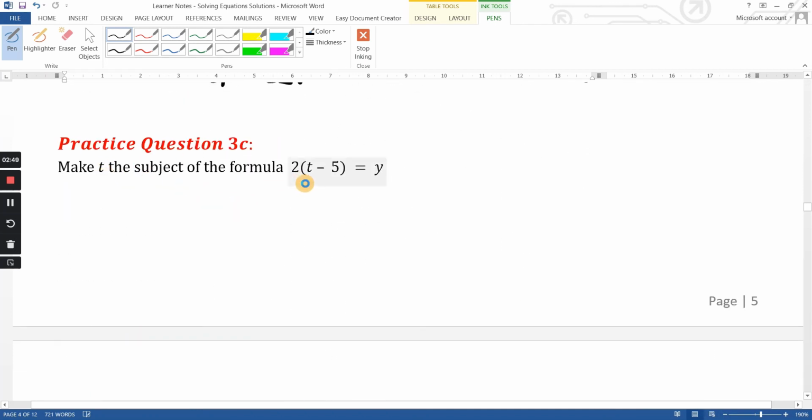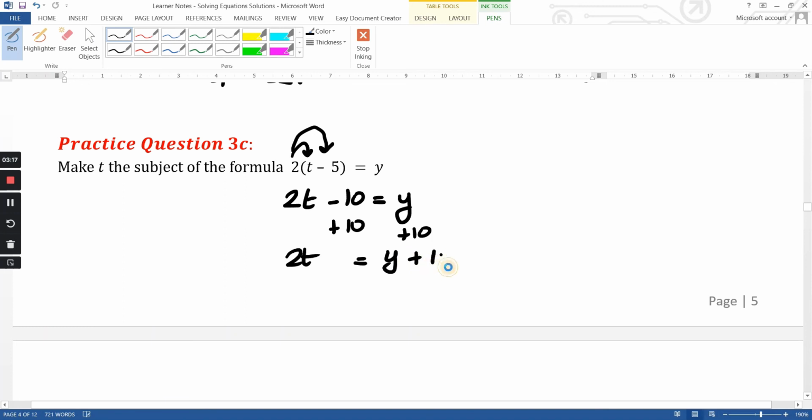Make t the subject of the formula. So you're going to have to, yeah, the t is trapped in there. So let's get rid of the brackets. So you'll get 2t minus 10. Yeah, that 2 is multiplying that and that. So we need t on its own. Let's get rid of this minus 10. Don't like that being there. So 2t equals y plus 10. And I'll have to divide both sides by 2.